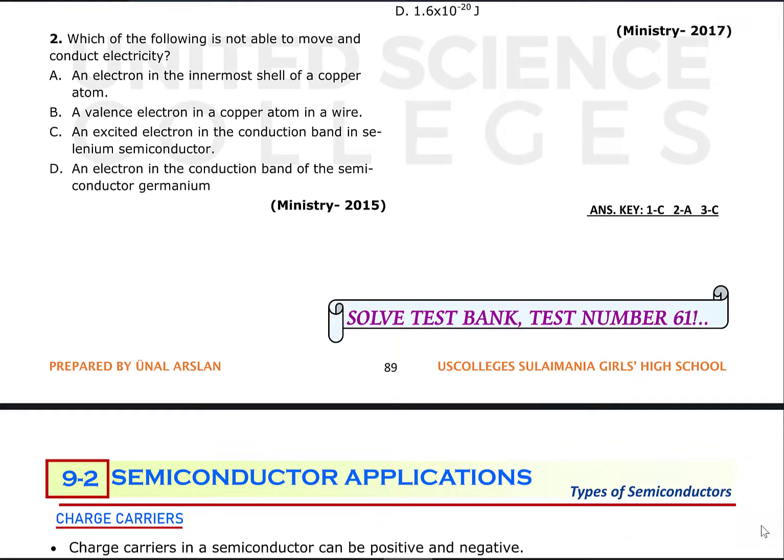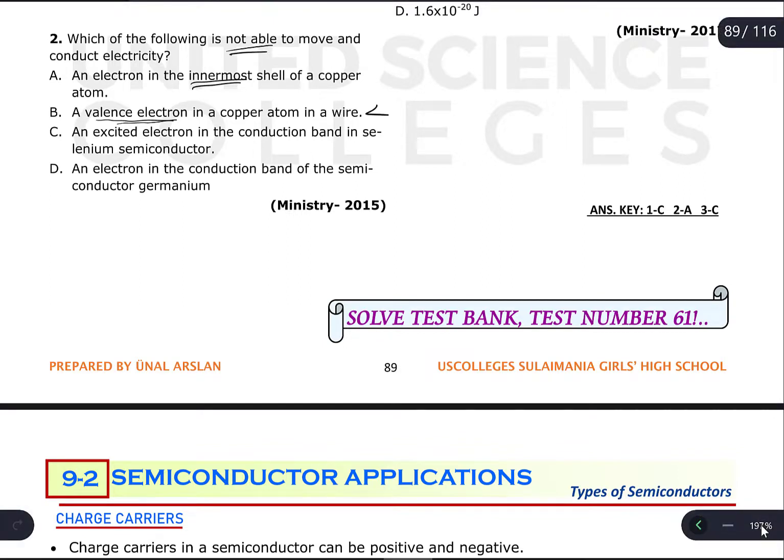Question number 2. Which of the following is not able to move and conduct electricity? A, an electron in the innermost shell of the copper atom. Innermost electrons are unable to be removed from the atom. B, a valence electron in the copper atom in the wire. Valence electrons can be easily removed from a copper atom, because when we apply an electric field, it can give enough energy to valence electrons, so this is possible.